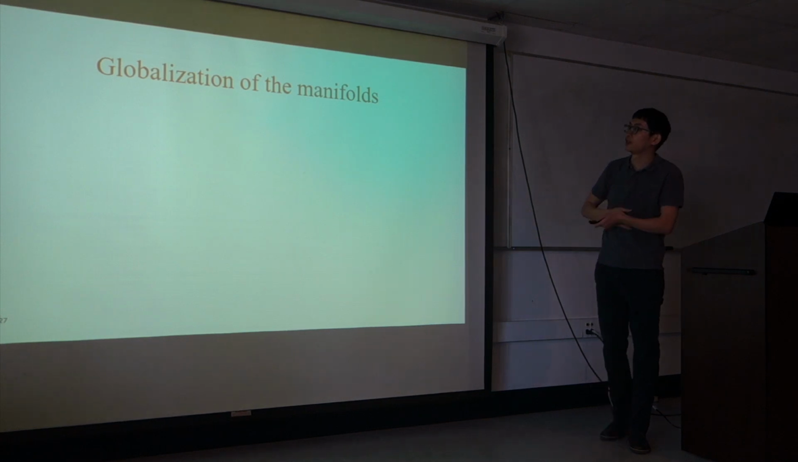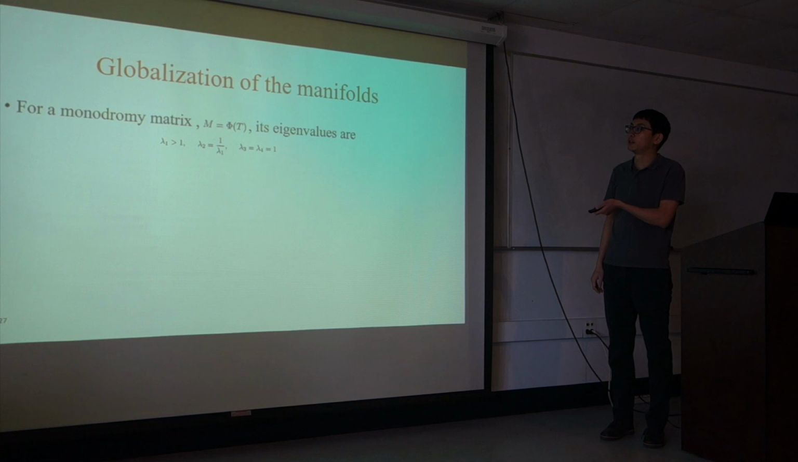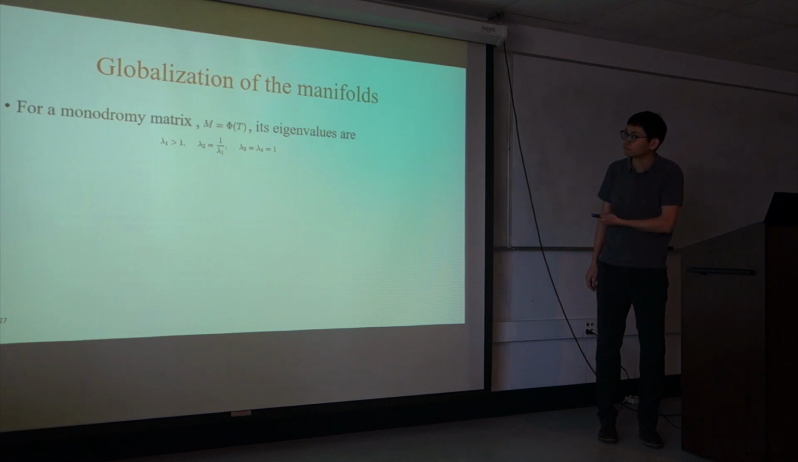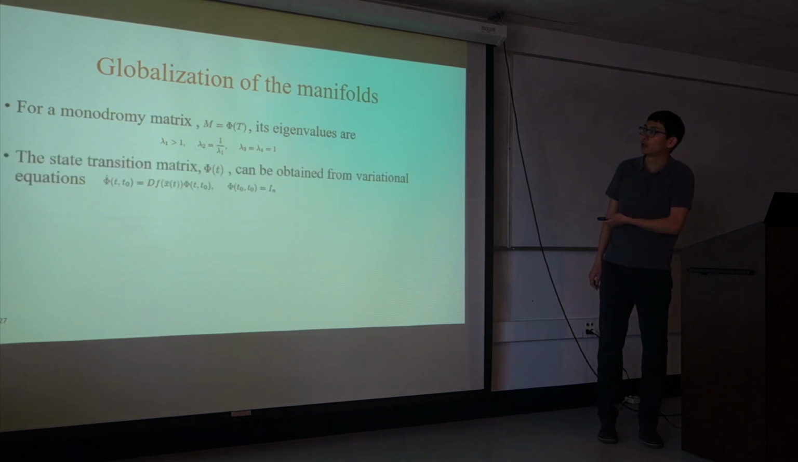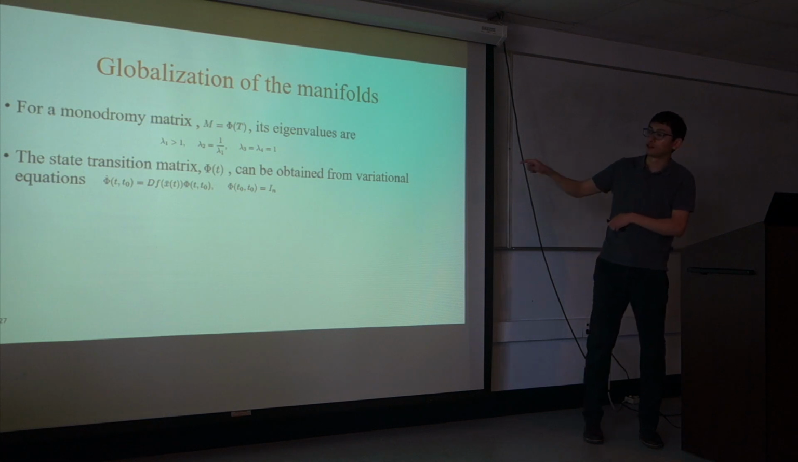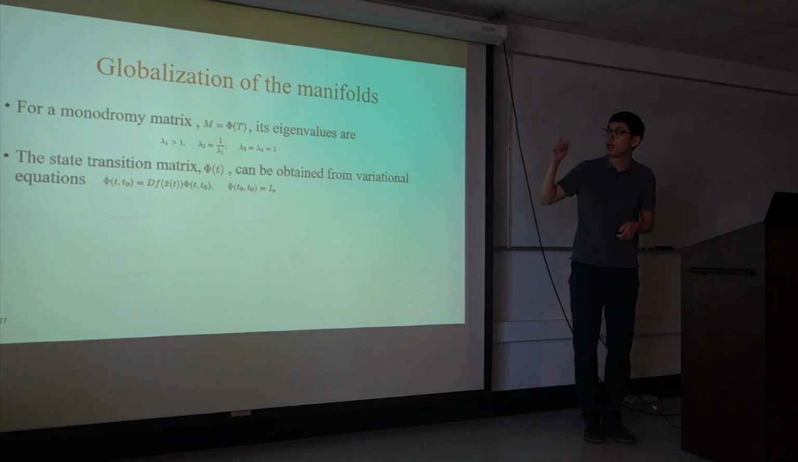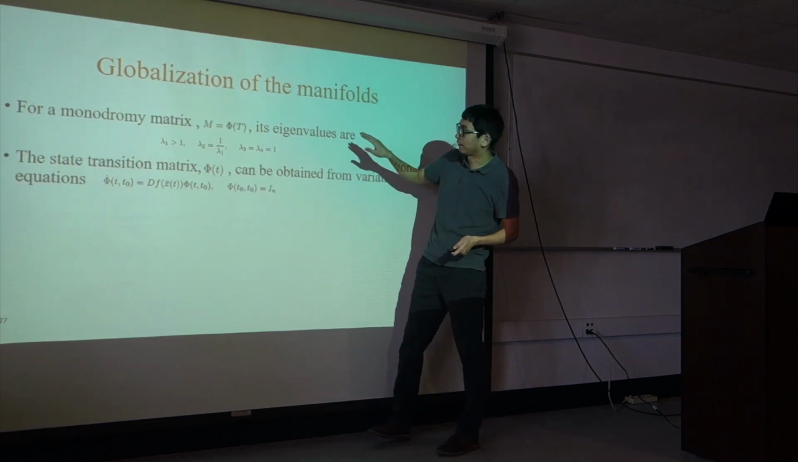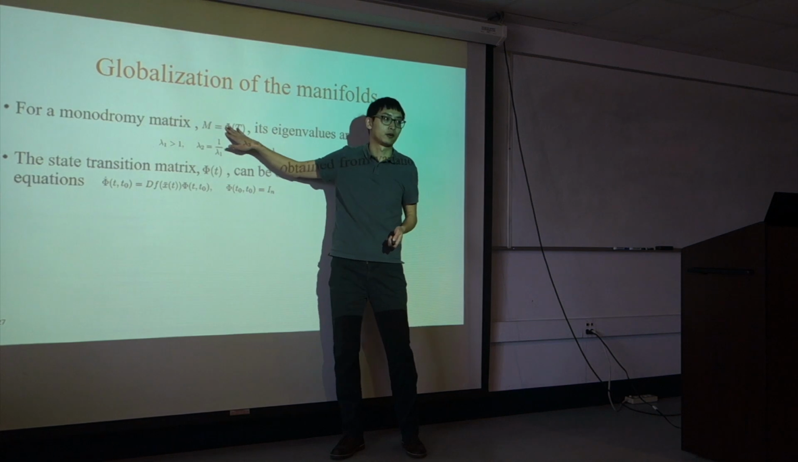And then for the globalization of the manifold, first we need to obtain the monodromy matrix. It has 4 eigenvalues. Lambda 1 is bigger than 1, and lambda 2 is smaller than 1. Lambda 3 and lambda 4 are equal to 1 because we have a periodic orbit in the conservative system. Then how do we obtain the monodromy matrix? We first obtain the state transition matrix from the variational equation, from the equations of motion, with this initial condition. After we obtain phi of t, we can obtain the monodromy matrix.